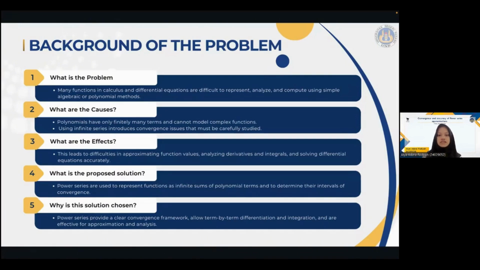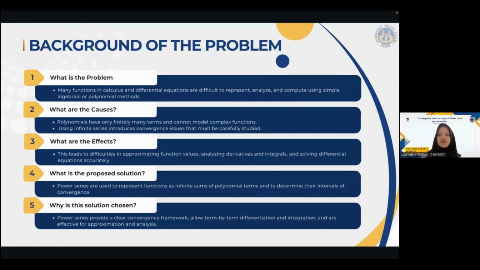When infinite series are introduced as an alternative, new challenges appear, particularly related to convergence, which must be carefully analyzed. Third, the effects of this problem include difficulties in accurately approximating function values, analyzing derivatives and integrals, and solving differential equations. Without an appropriate mathematical framework, this task can become unreliable or inefficient. To address this issue, power series are proposed as a solution.